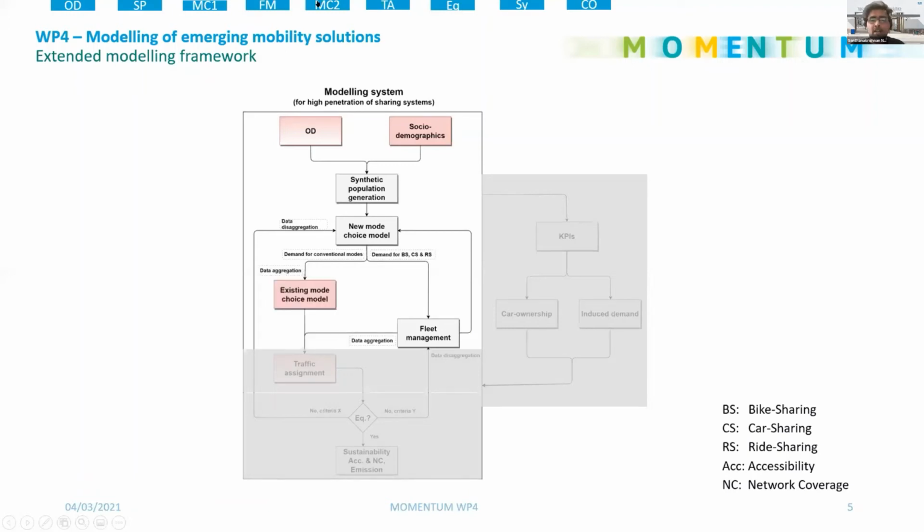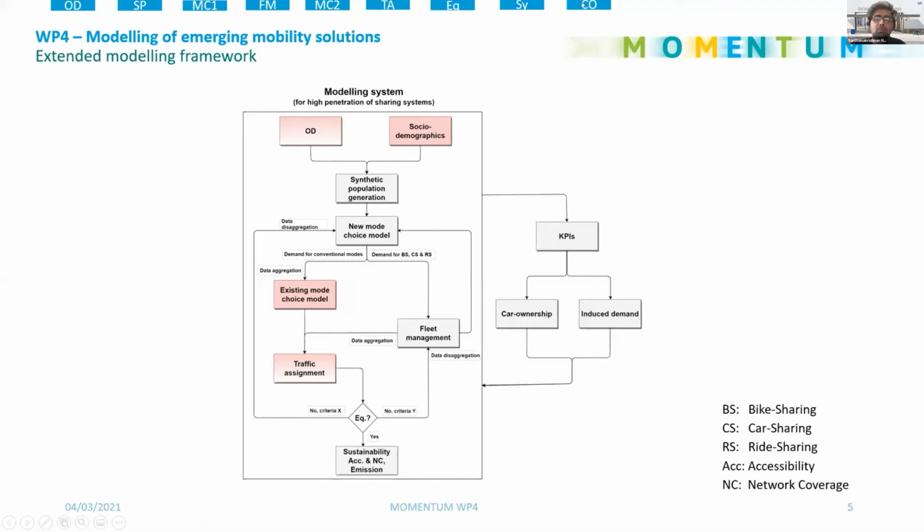On the other hand, the demand of the whole conventional system is aggregated and fed into the existing mode choice model of the city. Both the OD specific demands, that is the demand of conventional modes and the shared mobility services, are then fed into the existing traffic assignment model. Based on the traffic assignment results, it might be required to iterate the sequence from mode choice or fleet management. Once an equilibrium is reached, post-processing is carried out to calculate accessibility measures and emissions.